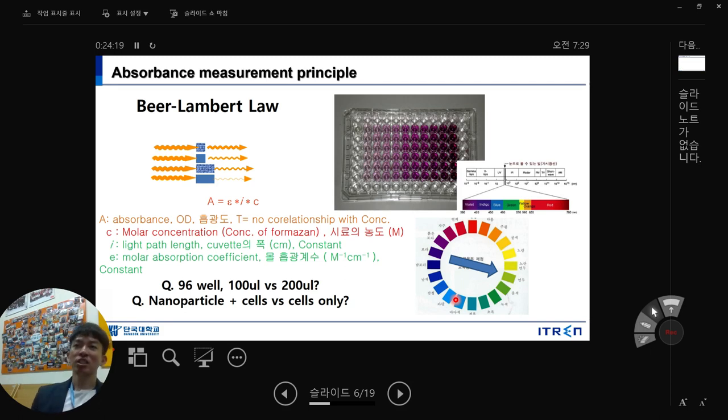And then the question is, you are using a 96 well plate, and you put, let's say, your MTT or CCK assay, and after a certain time the color change is not that severe. How do you get a good result? Good result means more absorbance. You can increase the volume from 100 to 200, and then your absorbance value is increased. In other words, if your color is too dark, you can decrease each well volume from 100 to 50 and get less absorbance. Or you can dilute with DW.